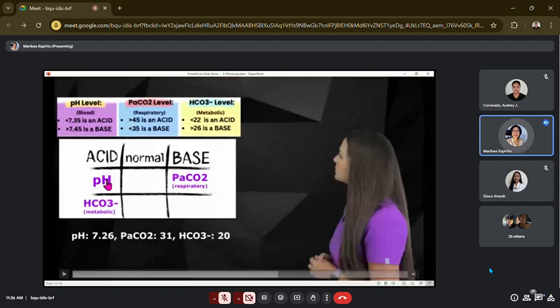PaCO2, ano ang level? 31. Okay, 31. So that's less than 35. Pag mababa ang PaCO2, that's basic. So lagay nyo si PaCO2 under the base box. And then bicarb is 20. So less than 22. So that's acidic. Okay? So you have here a vertical line. So this is metabolic acidosis. Okay? So may vertical line tayo.